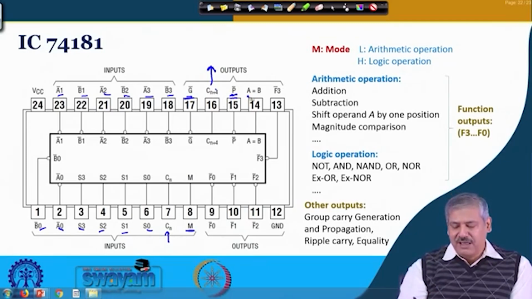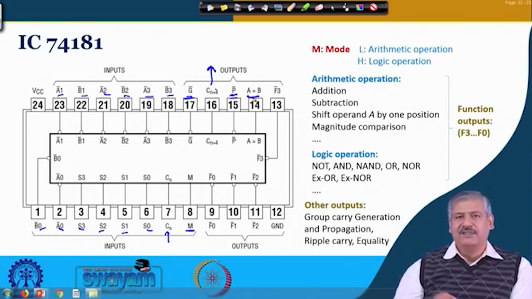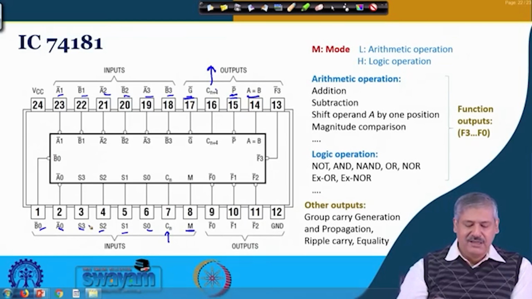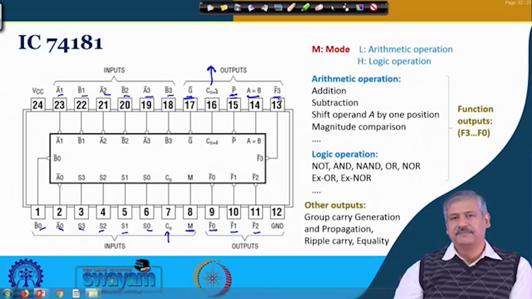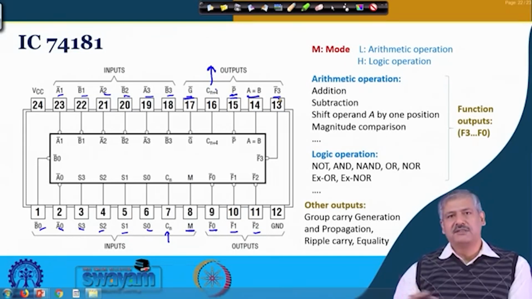So, when equality A is equal to B, this output is generated, but not A greater than B or A less than B, as I told. And then these are the main outputs for this operation on A and B, where A and B are operands, generated at F0, F1, F2 and F3. Is it clear? Right. So, when you look at the function table, we shall see the arithmetic operations that are being done.